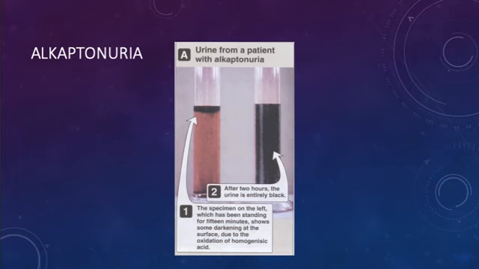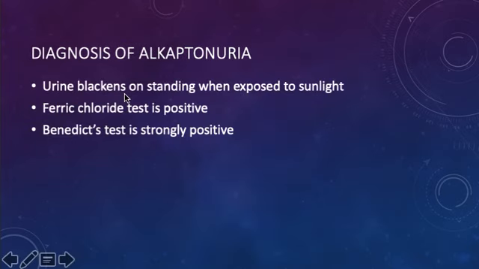So how do you diagnose Alkaptonuria? First thing is urine becomes black on long standing when exposed to sunlight, and then you do the ferric chloride test which is also positive, and then Benedict's test is also strongly positive because homogentisic acid is a strong reducing agent. Okay, so this is about Alkaptonuria.